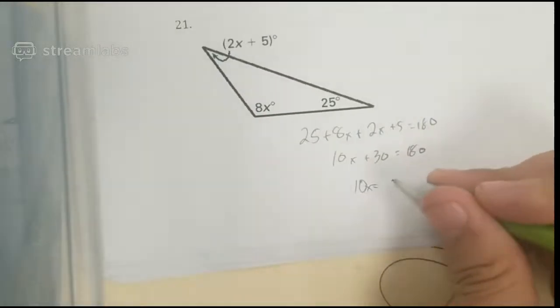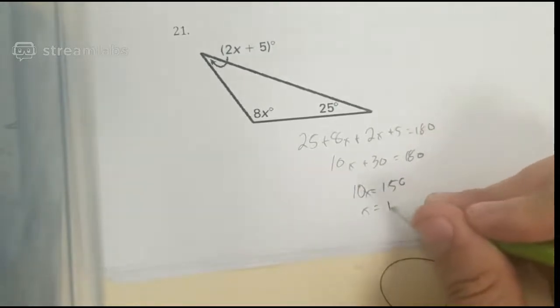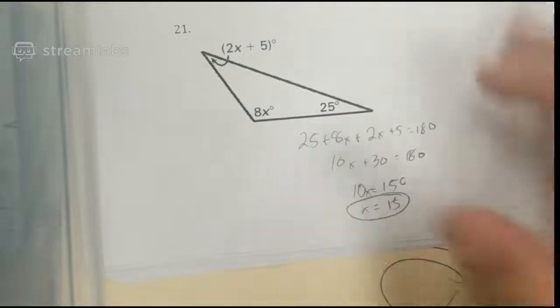10x equals 150, divided by 10 on both sides. X equals 15. So x equals 15 in this one.